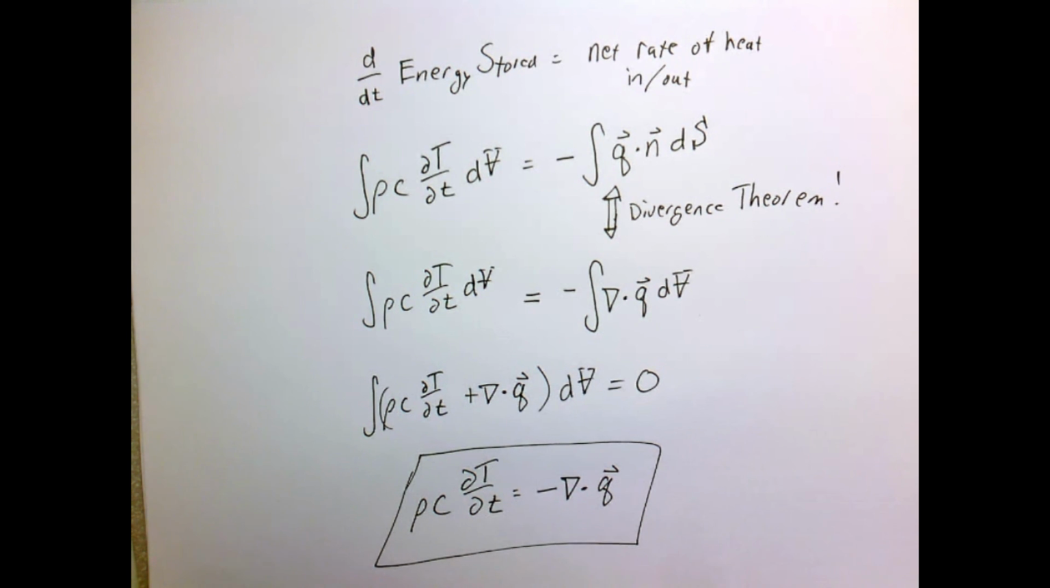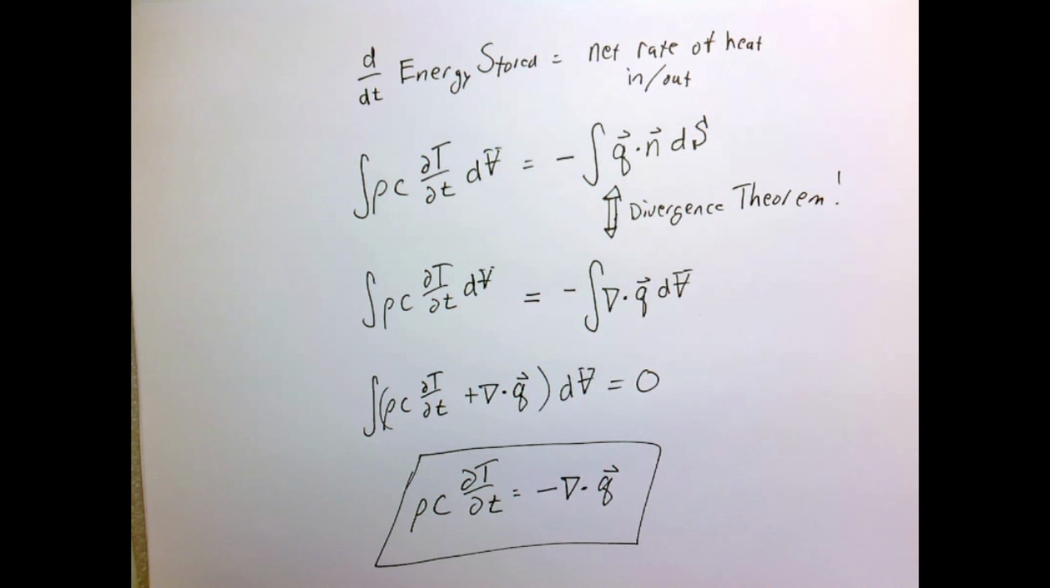If you go back to our 1D example, you'll see we had the exact same result, except there we just had the partial derivative of q with respect to x, because q, the heat flux vector, was only a 1D thing. It only depended on x, and it only pointed in the x direction.